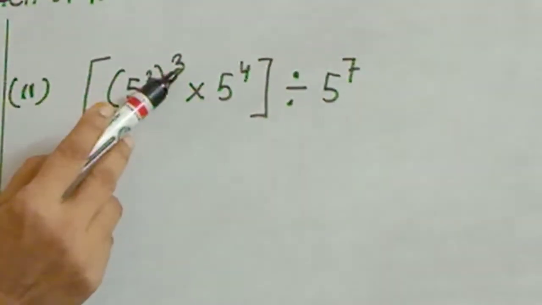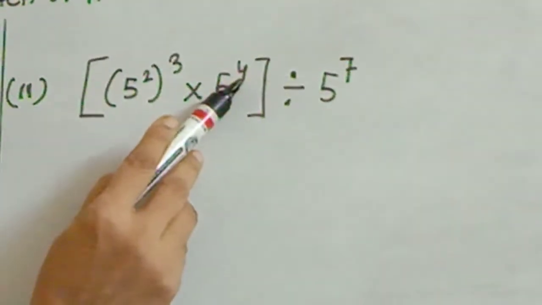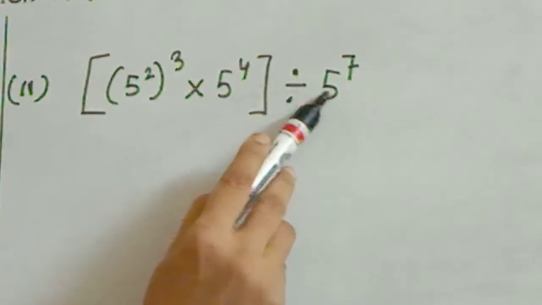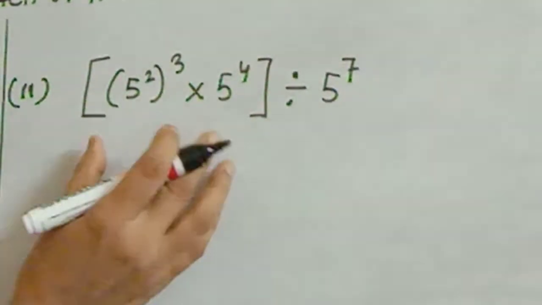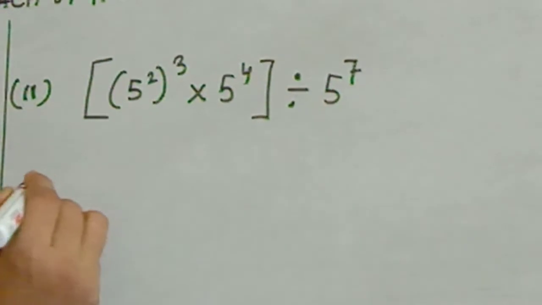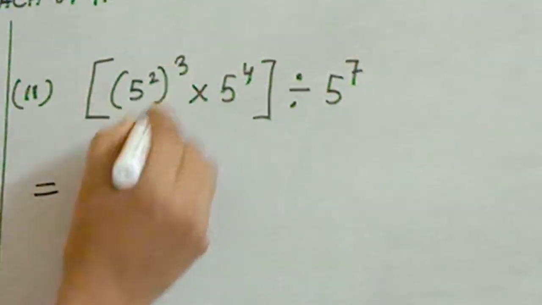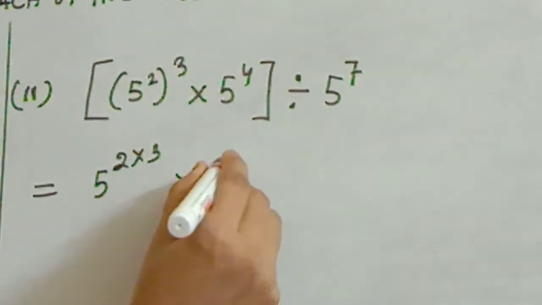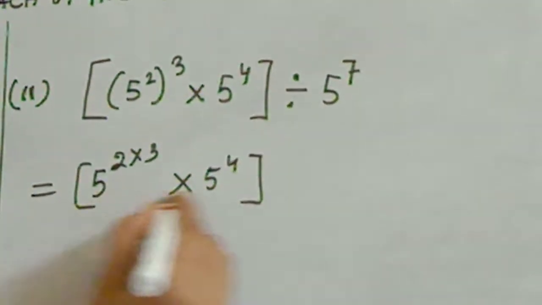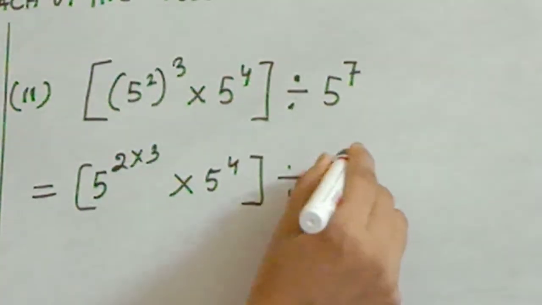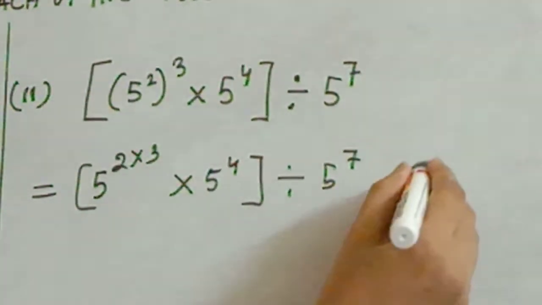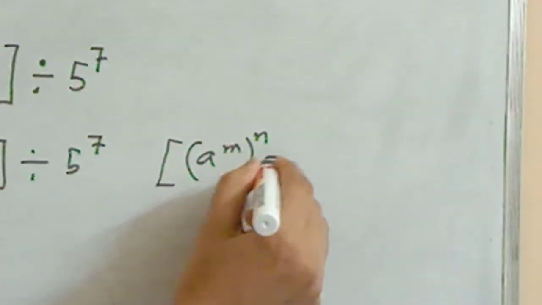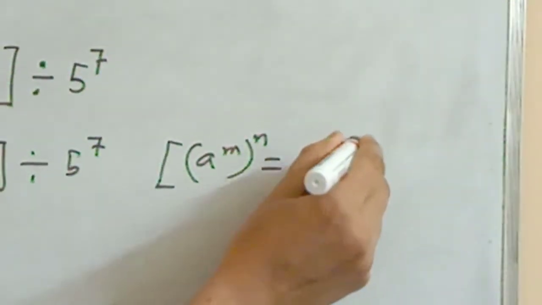Now in the next question, 5 to the power 2 whole to the power 3, that means power of power, into 5 to the power 4, everything inside the bracket, then outside divided by 5 to the power 7. You have to do the work inside the bracket first. So 5 to the power 2 into 3, power of power, into 5 to the power 4 inside the bracket, divided by 5 to the power 7. The law you have used here is a to the power m whole to the power n is equal to a to the power m into n.